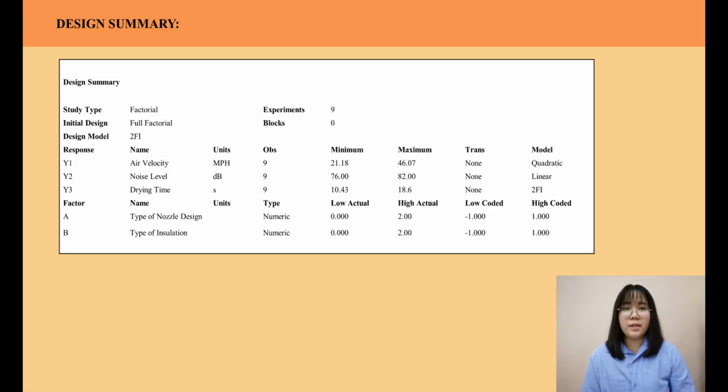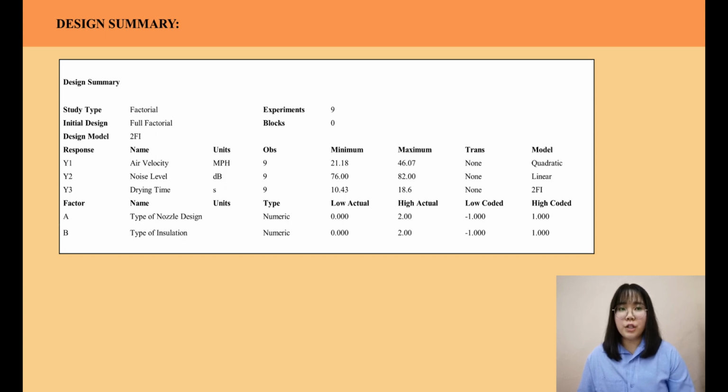The table above shows the design summary of the full factorial design. The design summary shows that the type of study is factorial design, in which the initial design is in terms of full factorial, while the design model is a reduced linear. The total number of experiments is 9, which also gives a total of 9 observations. There are 3 responses, indicated by Y1, Y2, and Y3 for the air velocity in miles per hour, noise level in decibels, and drying time in seconds.